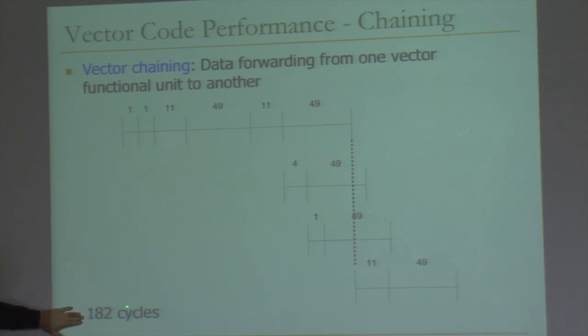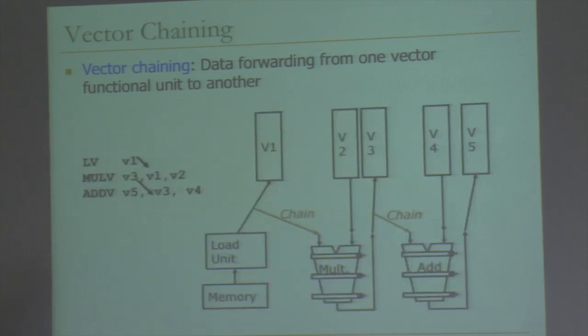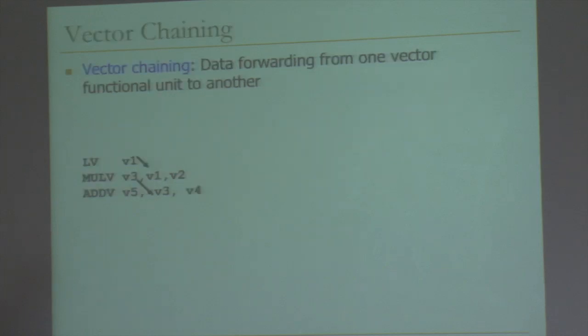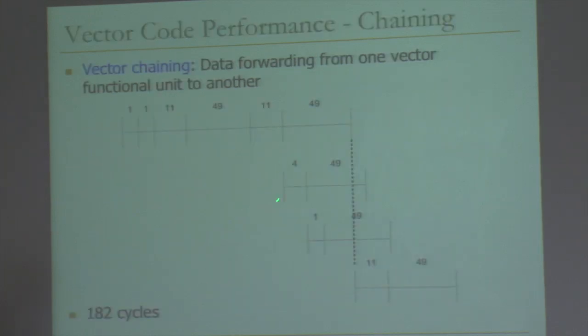With vector chaining, we're now down to 182 cycles from 285. Right? So chaining actually buys a lot of overlap of operations over here. Remember, without chaining, it looked like this. No two different vector instructions can be pipelined. Whereas here, we're pipelining these vector instructions over here.